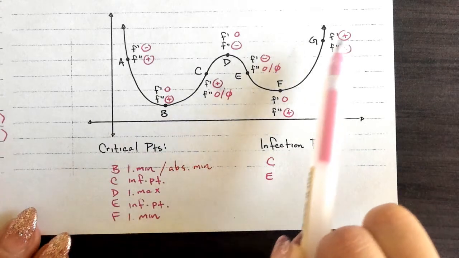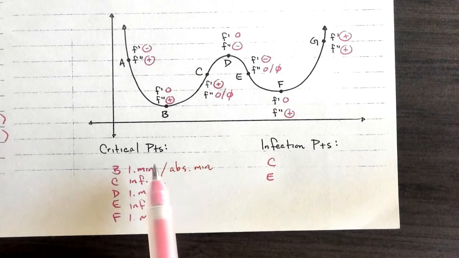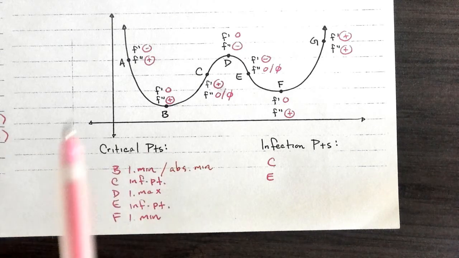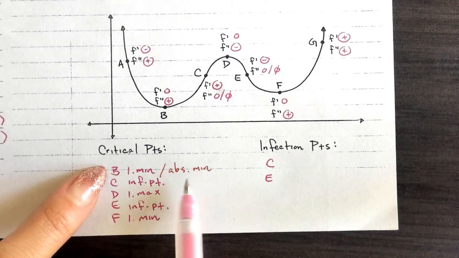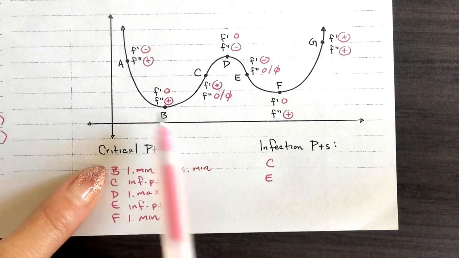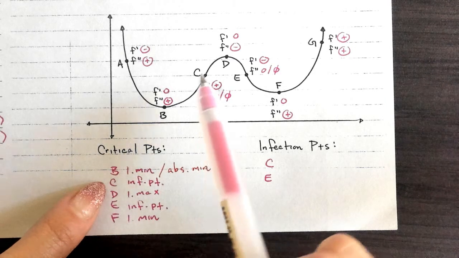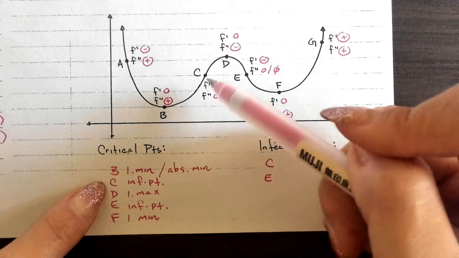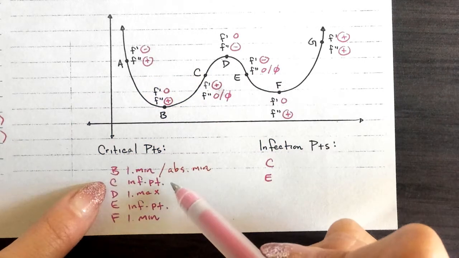Oh, why did I say it was F? Oh, F is here. Sorry. So F is here. Okay. And then I also listed, what is B? B is a local min, and we can call it an absolute min. So do you agree? I hope you do. C is just an inflection. C is an inflection point. So that's where you're changing from concave up to concave down. So that is an inflection point.